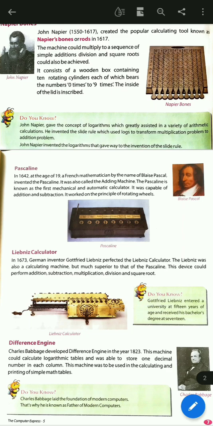This machine was able to calculate the logarithmic tables, and was also able to store one decimal number in each column. This machine was to be used in calculating and printing of simple maths tables. So this machine was used for printing maths tables, because it was able to calculate the logarithmic tables.